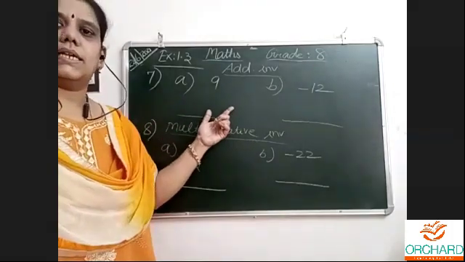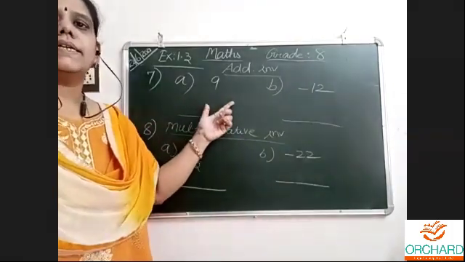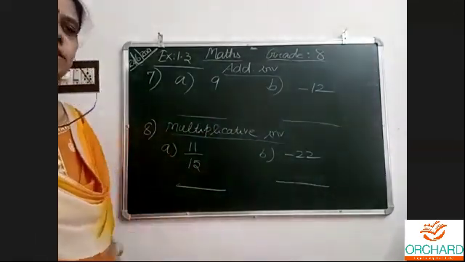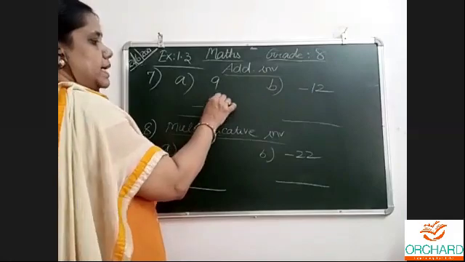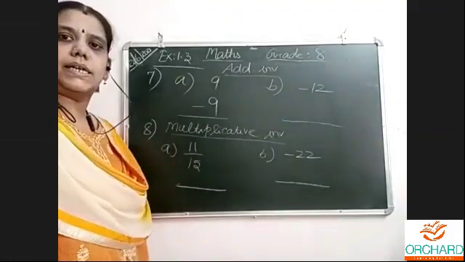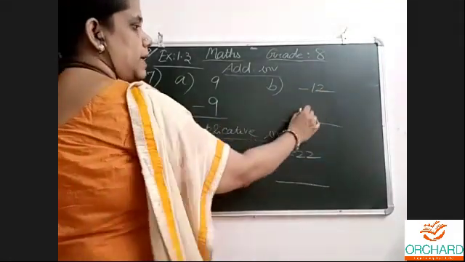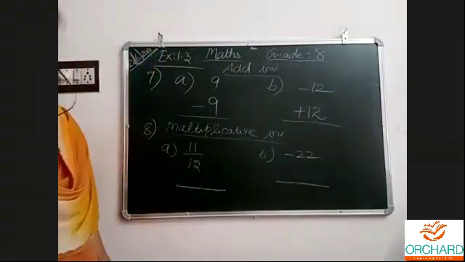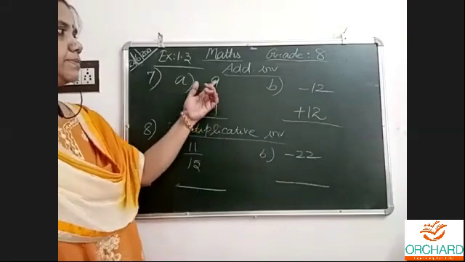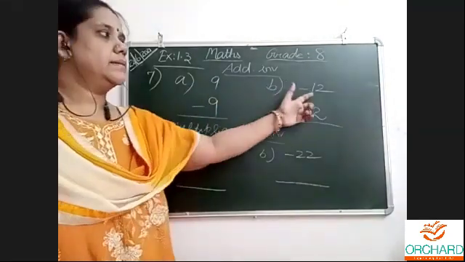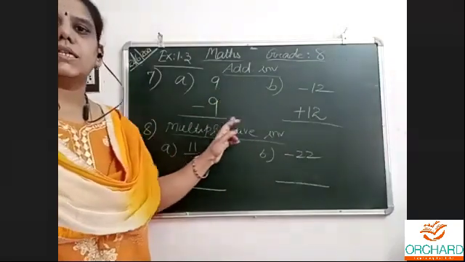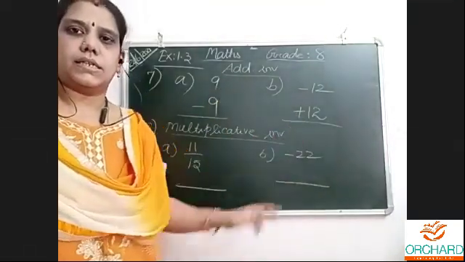Additive inverse, yes. Good, Sheikh Ali. Additive inverse of a particular rational number is changing the sign. Plus 9, minus 9. The answer is minus 9. Yes, Sanjana, good. Minus 12, the additive inverse is plus 12. Additive inverse of plus 9 is minus 9, minus 12 is plus 12. Additive inverse is just to change the sign of the given integers.